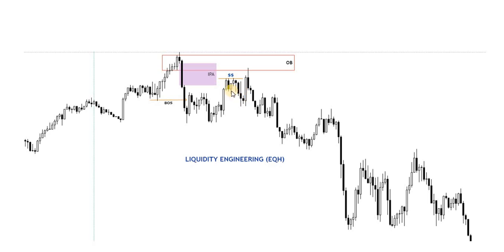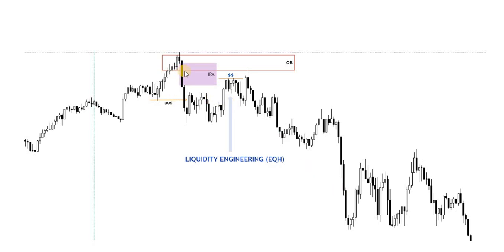Just know that it's a kind of liquidity engineering as well. In this case, it is equal highs. You can see that price actually grabbed the liquidity, and in the process of grabbing the liquidity, tapped on the order block, and we have a good opportunity to trade. So these are just order blocks.